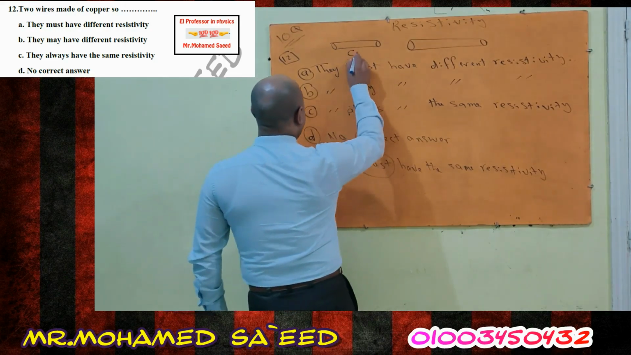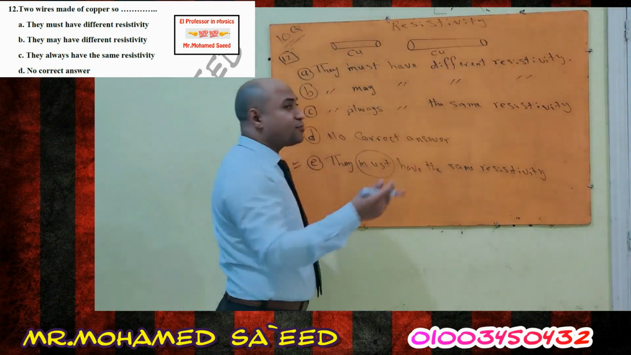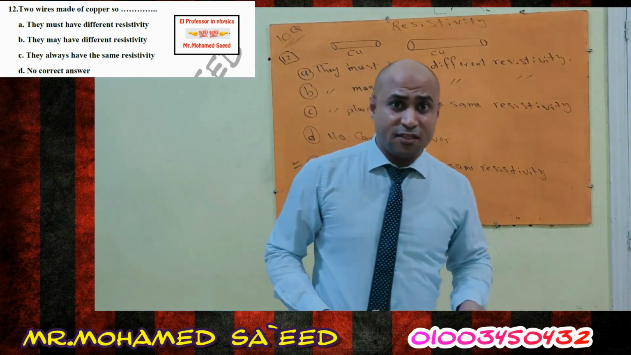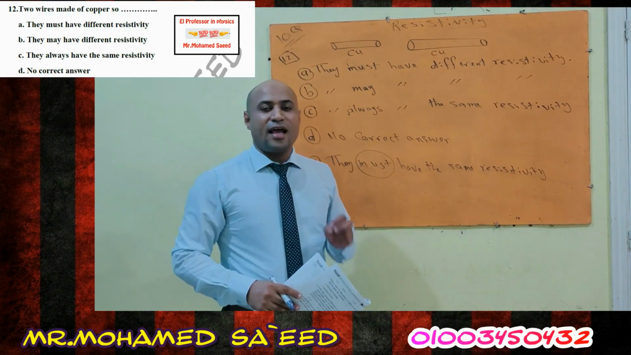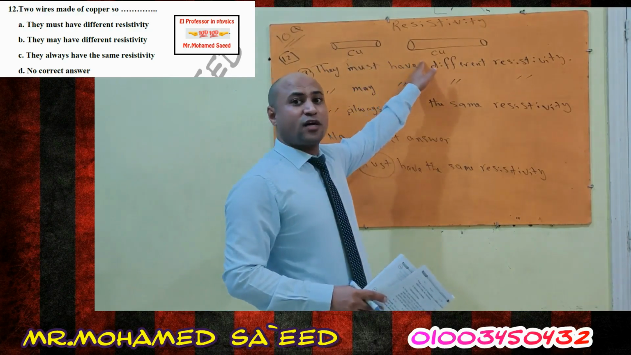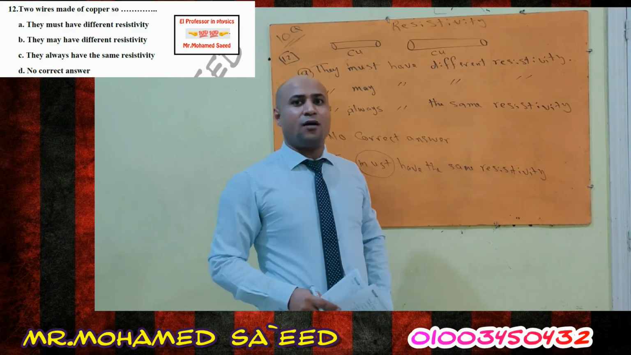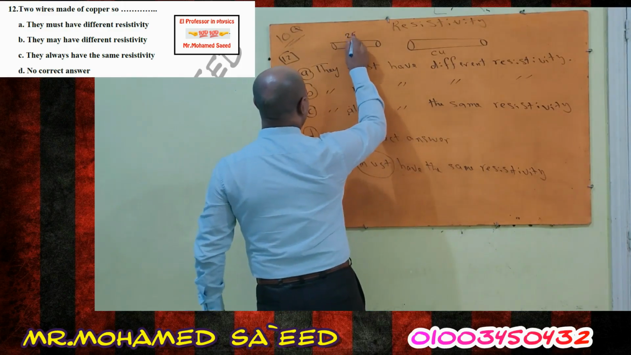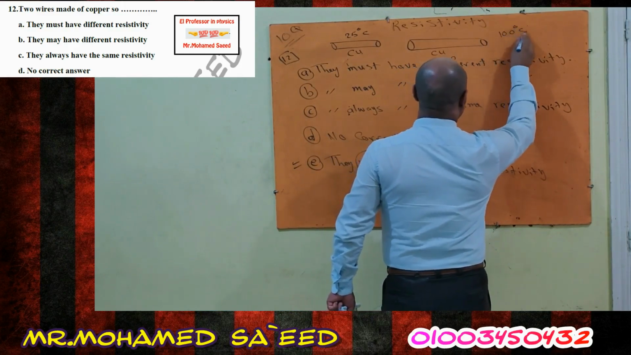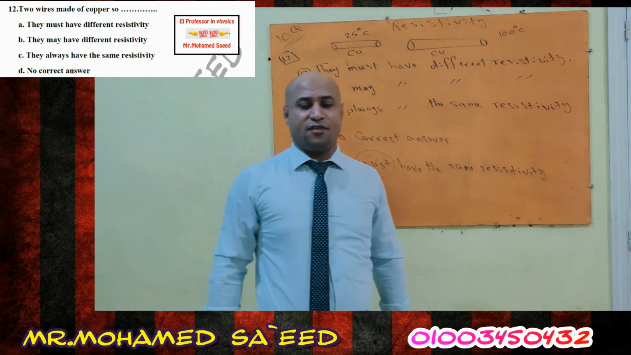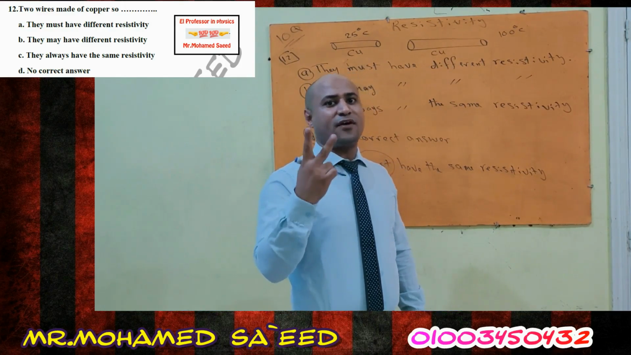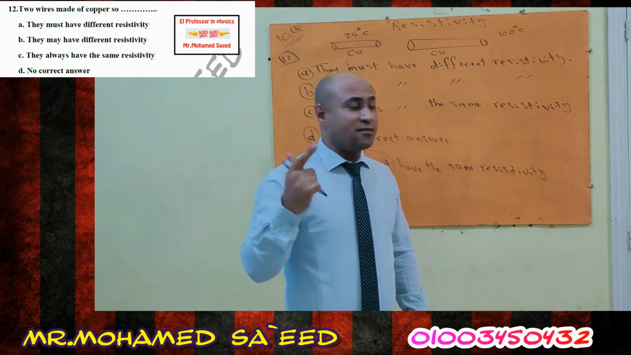They are made of the same substance, so they have the same resistivity at the same temperature. At the same temperature. You may have a wire made of copper and another wire made of copper and the two have different resistivity. Maybe this one's temperature is 25 Celsius degrees and this wire's temperature is 100 Celsius degrees. So now they have different resistivity. We said that the resistivity of a substance depends on two main factors: the type of material and temperature.